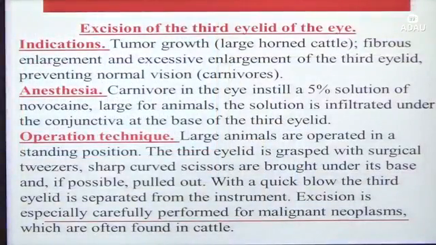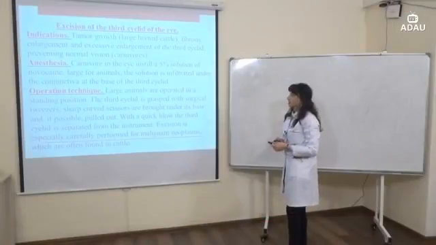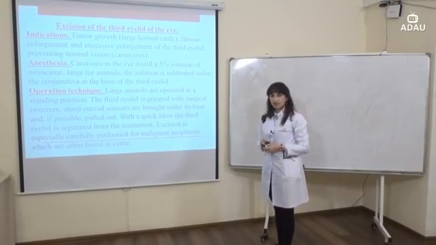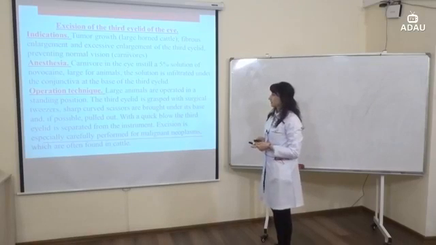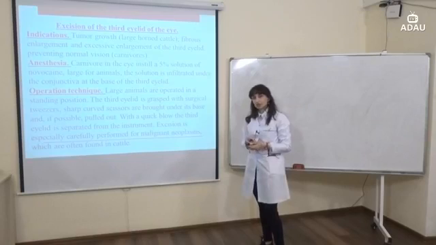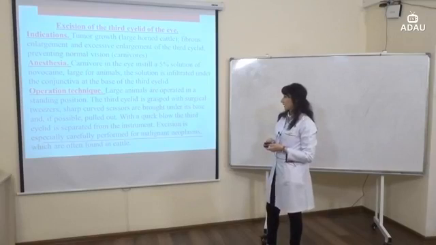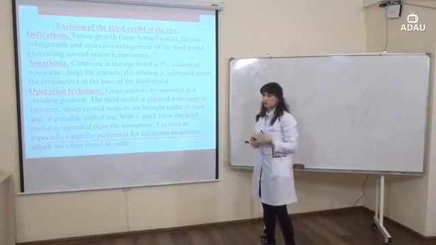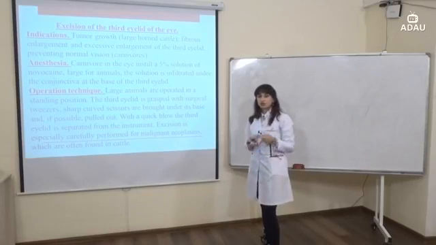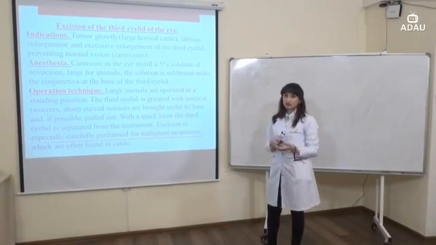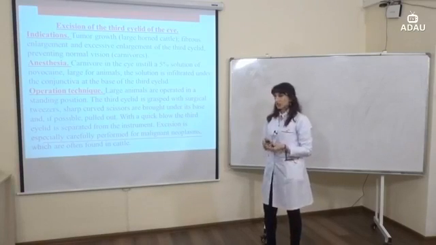Excision of the third eyelid of the eye. Indications: tumor, growth, a large horn in cattle maybe, preventing normal vision maybe. For anesthesia we use 3% Novocaine solution. For the operation technique, large animals are operated in a standing posture, but small animals we can operate on the surgical table. And this is how we should remove this third eyelid quickly with instruments. If bleeding occurs, we should stop the bleeding with tampons.